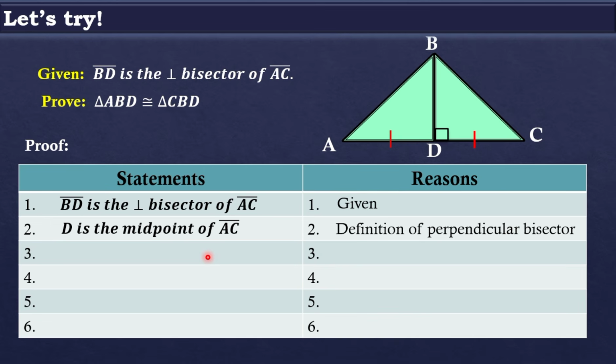So, pwedeng yun ang gamitin mong pangatlong statement. So, we have AD is congruent to CD. So, anong reason? Definition of midpoint. So, since may midpoint ka, makaka-form siya ng two congruent segments.